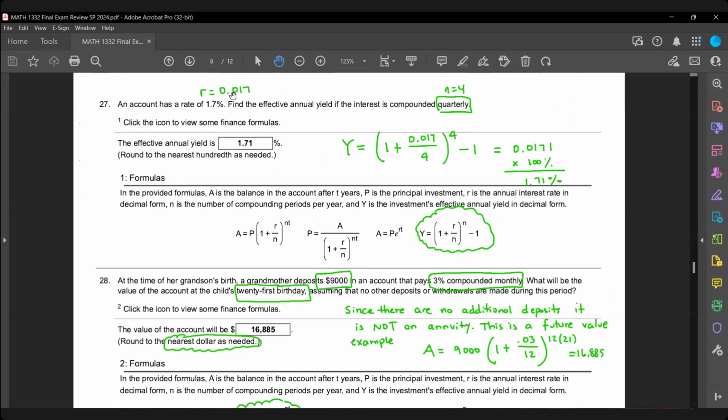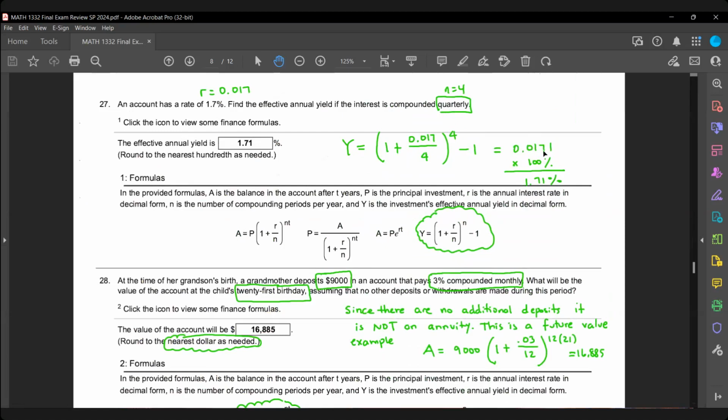They're giving us the annual interest rate. They're telling us what M is: quarterly, and it equals 4. And that's all we need to plug into the formula. 1 plus the interest rate divided by 4, all of that raised to the 4th power, all of that minus 1, and then that gives 0.0171.